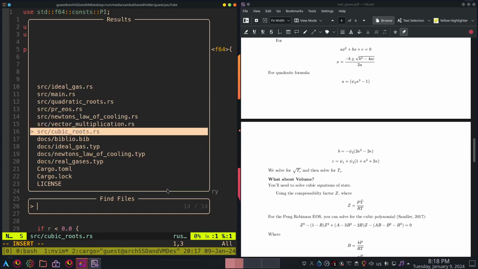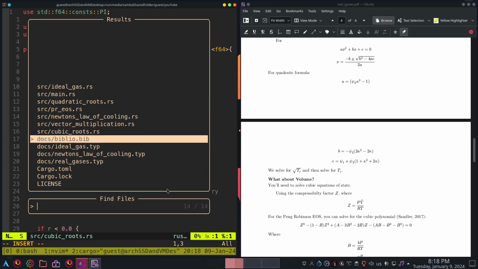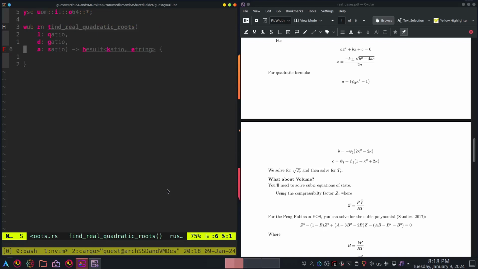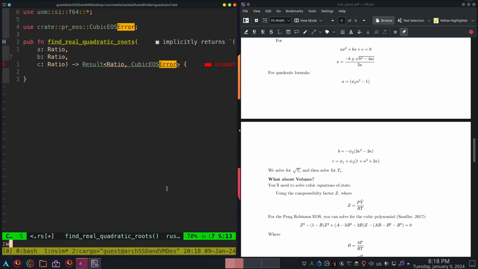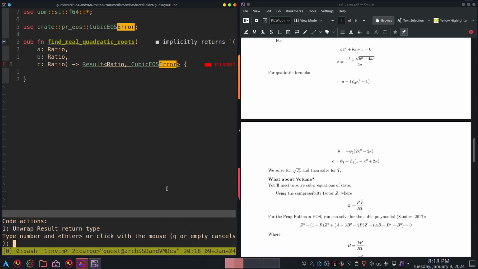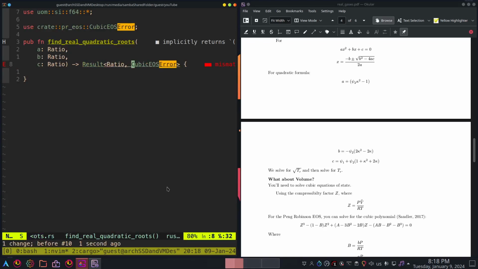Let me see, cubic EOS error. I'm going to put it inside the quadratic roots here. It's not the best place to put the cubic EOS error, because you can use this function for many more things than just the cubic EOS solver, but for the time being, I'm just going to leave it as that. I'm not going to bother too much.